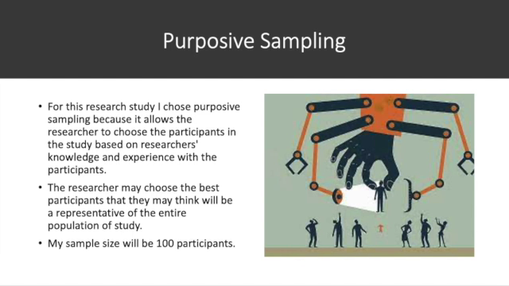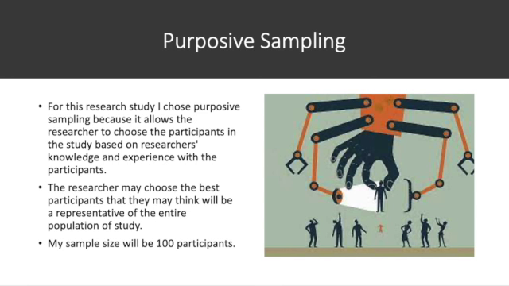Okay, next we have purposive sampling. So this is the method that I chose to select the participants. So let's take a look. It says, for this research study, I chose purposive sampling because it allows the researcher to choose the participants in the study based on the researcher's knowledge and experience with the participants. So it kind of lets you choose who you want based on the entire population. Okay, so next says the researcher may choose the best participants that they think will be a representative of the entire population of the study.